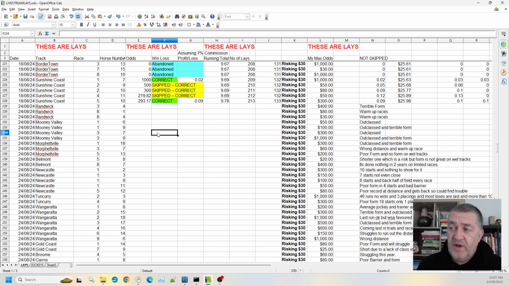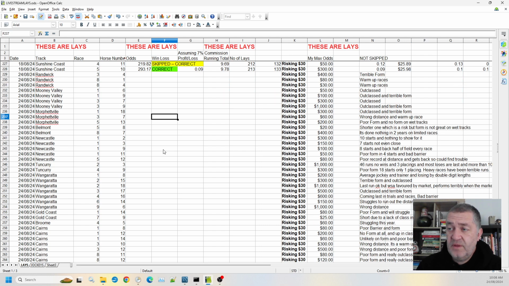If we move to Moonee Valley race 3, I've got numbers 7 and 9. Number 7 up to $300, he's definitely outclassed in that race. And number 9 is a lay at any odds, so up to 1,000. He was completely outclassed in this race and has terrible form. And then jumping to Morphettville, race 1, number 18. It goes to $300, again, outclassed with terrible form.